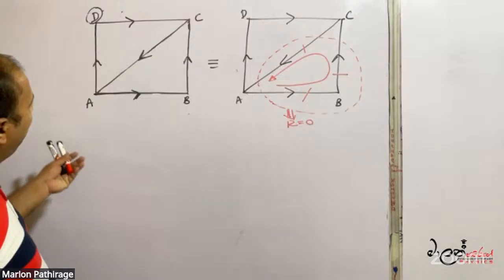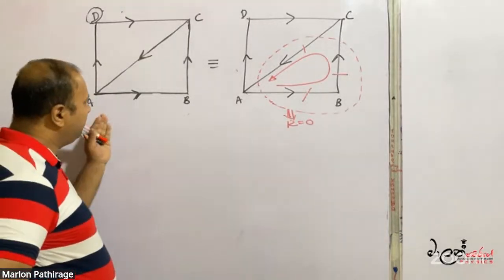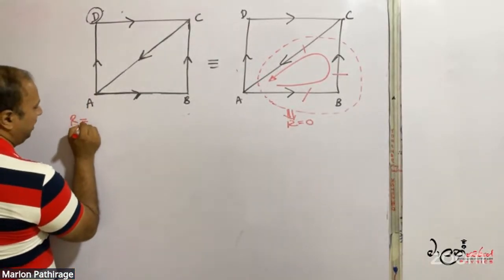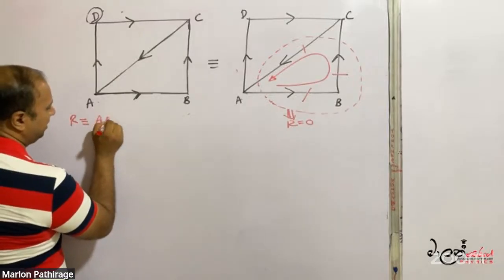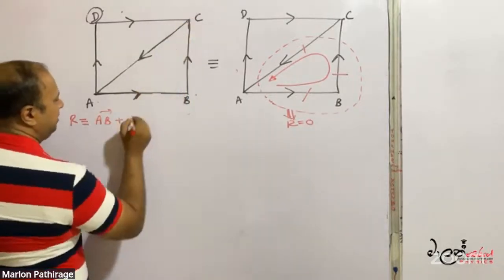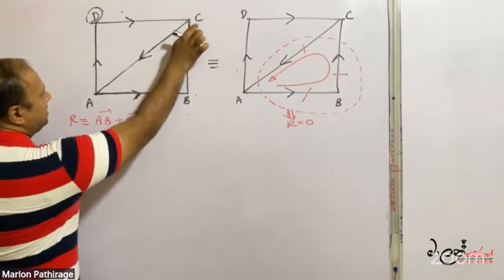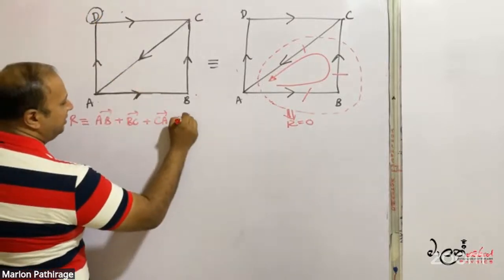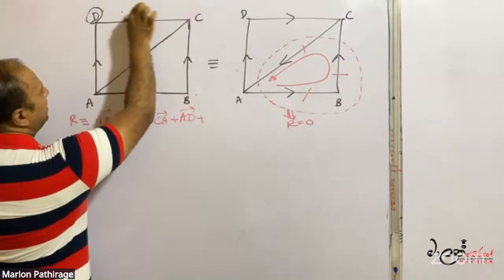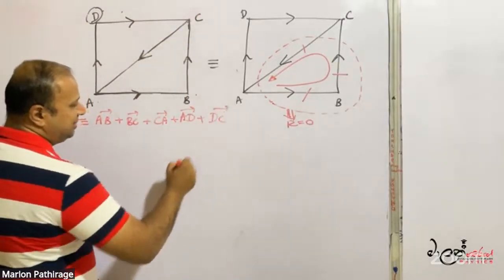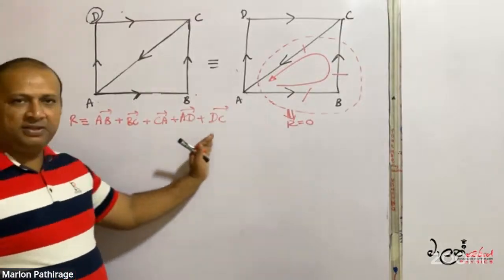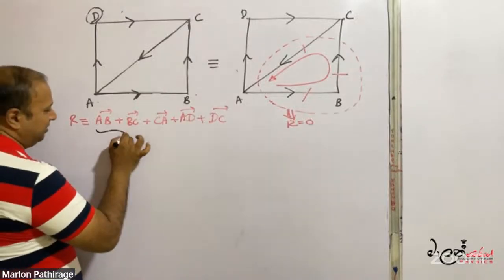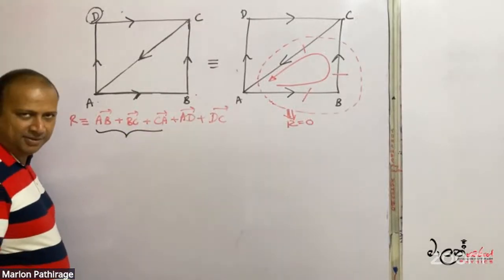Actually, the resultant force of this vector system should be equal to the addition of AB vector plus BC vector plus CA vector plus AD vector plus BC vector. Is that clear? This is the resultant force of this vector system. Now, if you consider these three vectors, the addition is 0.